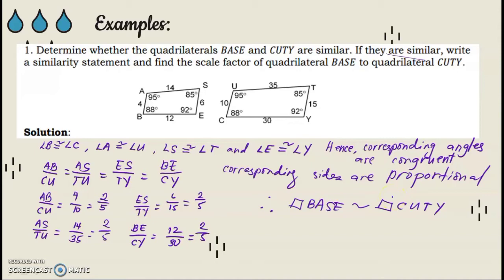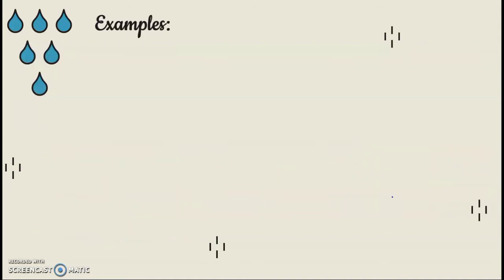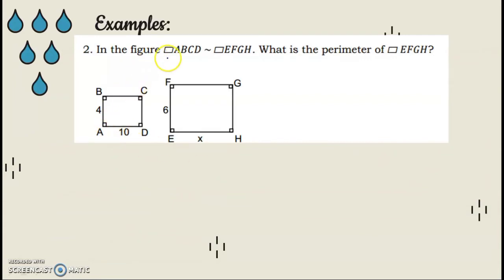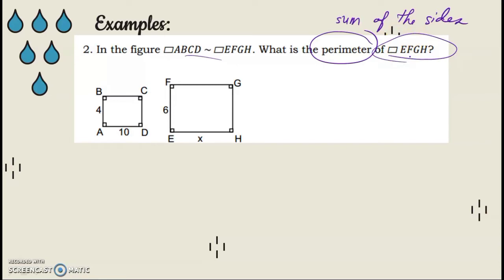Maliwanag ba? Okay. So, let's now proceed with sample number 2. Okay, so in the figure, rectangle ito. Kasi right angle lahat, di ba? Rectangle ABCD is similar to EFGH. So, sinabi na dito na similar. Ibig sabihin, yung corresponding angles are congruent and the corresponding sides are proportional. Okay? So, what is the perimeter? Ang ibig sabihin ng perimeter, sum of all sides, tama? Sum of the sides. So, ang tinatanong lang perimeter of rectangle EFGH.